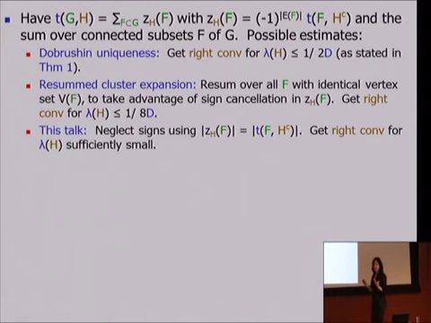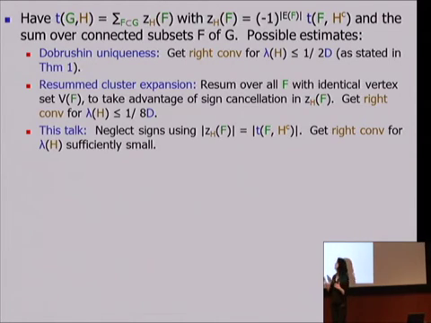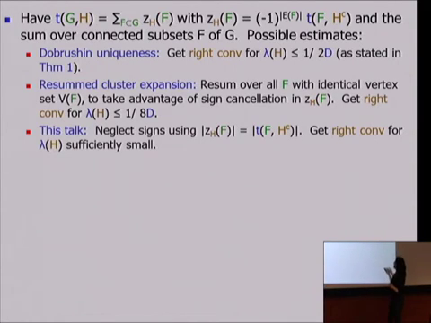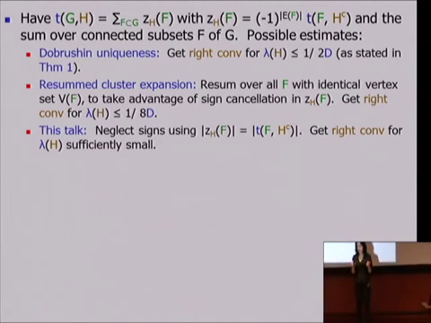If I wanted to do something a little less than that, or I didn't know about Dobrushin uniqueness, I might still say, look, these Z's have all these signs. What I want to do is resum somehow and put F's together so that I can take advantage of the signs and not lose too much. If I do that, I can get this bound, or I can just be really sloppy and say, let me just take the absolute value, let me forget about it, and just see if I can get the result for lambda sufficiently small. So that's what I'm going to do here.